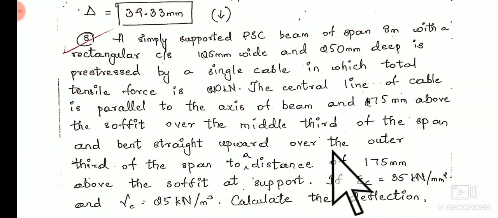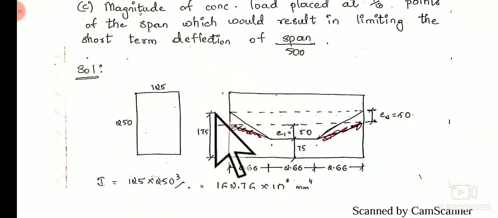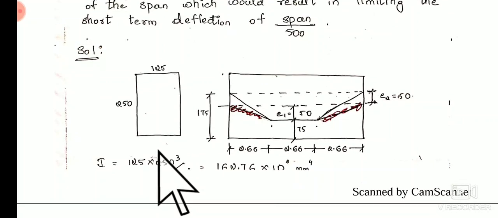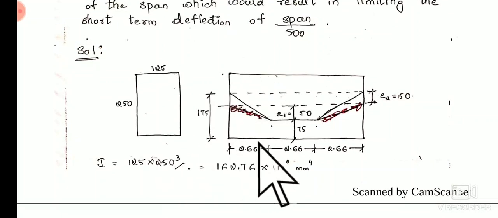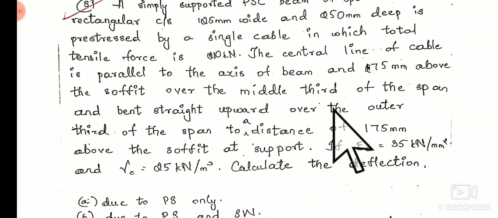Now based on the given cable profile, we need to write down the sketch. Cross section dimensions 125 by 250 mm, rectangular cross sectional area. It is a simply supported beam. The span is 8 meter.